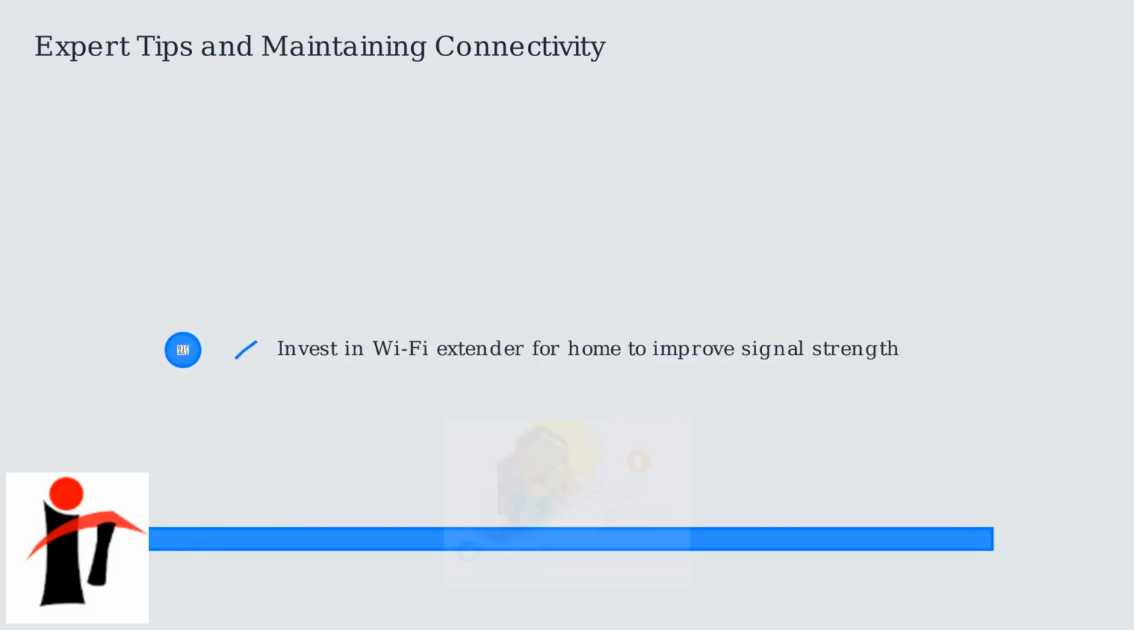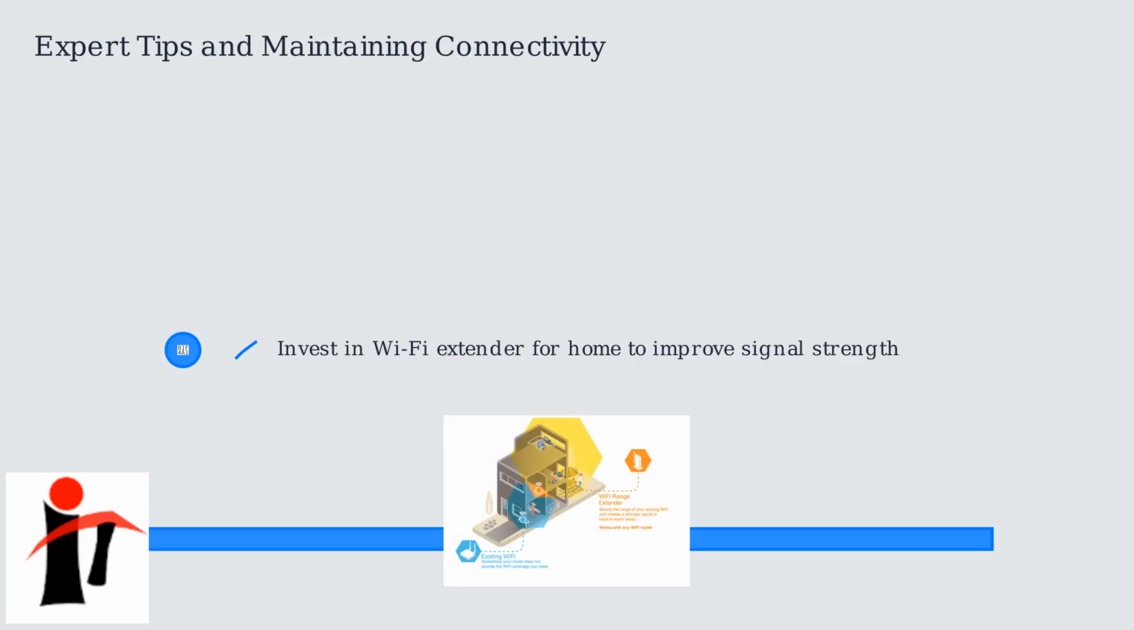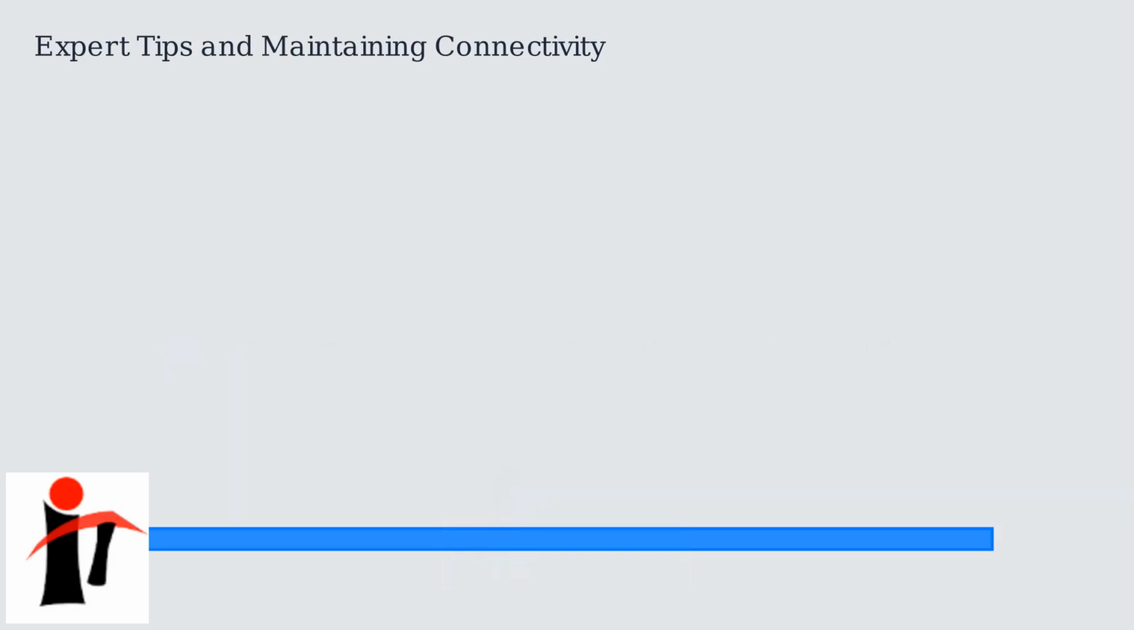Third, consider investing in a Wi-Fi extender for your home if you frequently park in areas with weak Wi-Fi signals. Fourth, be mindful of your data usage, especially when using your Tesla as a Wi-Fi hotspot to avoid unexpected charges. By following these expert tips, you can minimize connectivity issues and enjoy a seamless driving experience in your Model S.